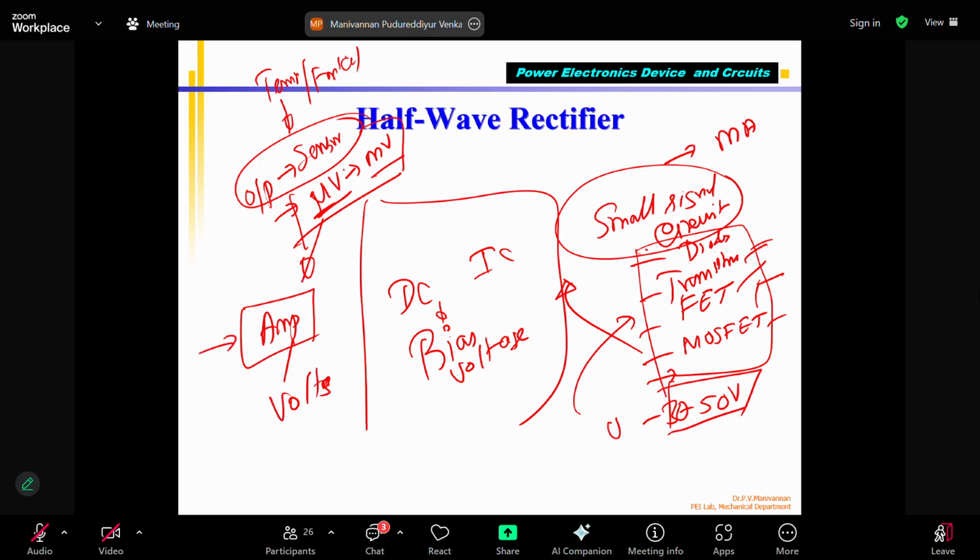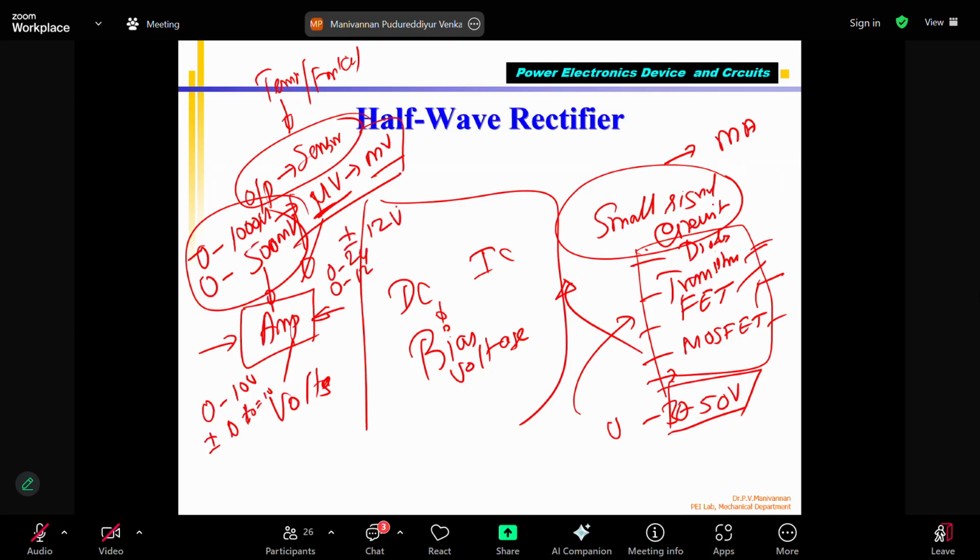What does the amplifier do? The sensor signal, in microvolts or millivolts, is converted to 0 to 5 volts or 0 to 10 volts, not 0 to 1000 volts. The output of the op-amp itself may be 0 to 10 volts, or plus or minus 10 volts. Input was in millivolts, for example 0 to 1000 microvolts or 0 to 500 millivolts, given from the sensor to the amplifier. The amplifier's bias voltage may be 0 to 24 volts, 0 to 12 volts, or plus or minus 12 volts, and the output will be within this.